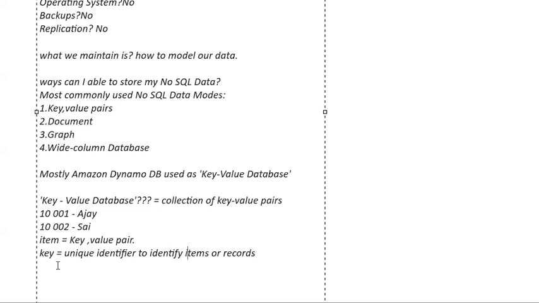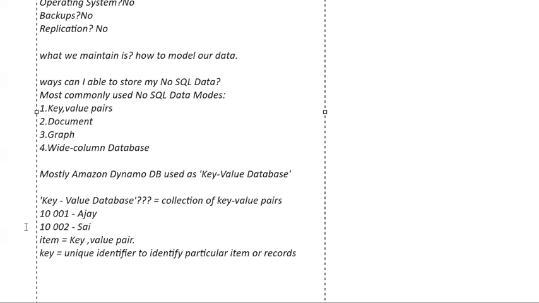So what can you identify by using this key? If you provide this key, then you can identify this whole item. This particular item will be identified by using this key. Every item has a unique key, so by using that key you can identify your whole item, that is, the key value pair.